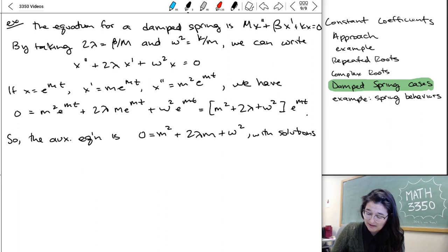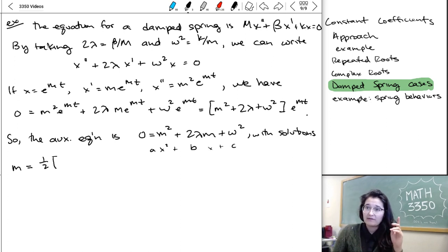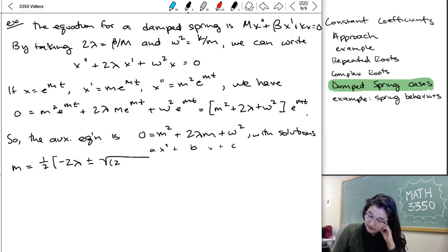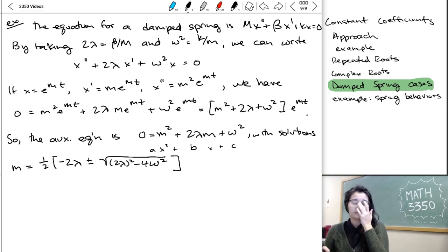And I'm going to need lots of space to simplify, so I'm going to start over here. So it's a x squared plus b x plus c. So it's 1/2 times negative b, that's minus 2 lambda, plus or minus the square root. Oh, and sorry, it's 1 over 2a, but my a is 1, so it doesn't show up. Plus or minus the square root of b squared, so that 2 lambda squared again, minus 4 times a, which is 1, so we ignore it, times c, which is omega squared. So that's our quadratic formula for roots of this auxiliary equation. And we're going to work to simplify that a little bit so that we can say something about what our solutions will look like.